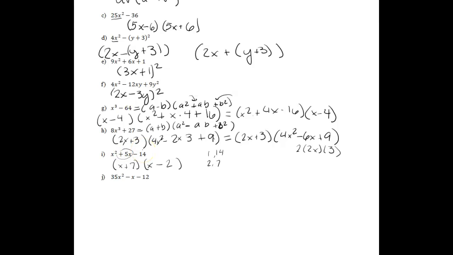Alright, and then on J, we got 35x squared minus x minus 12. I can read. Alright, so this one might be a little tricky, so it's up to you guys to try to kind of help yourself out. I personally, if I don't have an x squared just as a beginner term, I'm going to use something called the box method because I like it and I find it easier, but you guys can also use guess and check.